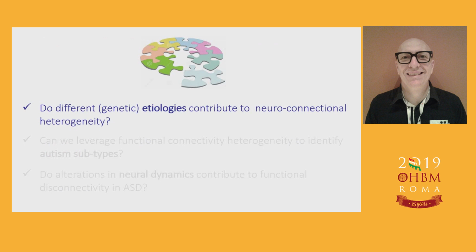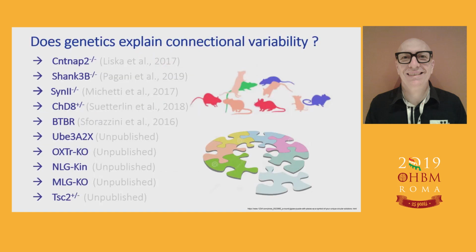This is a question that's been there for a long time. Do different etiologies contribute to the heterogeneity we've been seeing? A very simple way to address this question is by using the approach I showed you and map the connectional landscape, which means applying functional connectivity measurements across different models of autism. So mouse lines that recapitulate, for example, genetic mutations that are strongly associated with these disorders. And this is what we've been doing in the lab for a few years, actually.